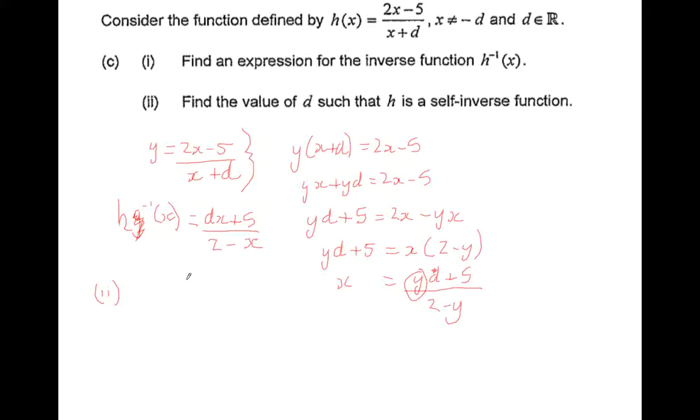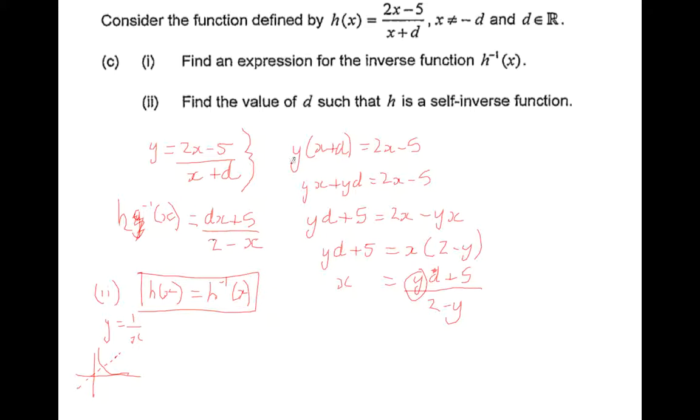Find the value of d such that h is a self-inverse function. Well, a function is self-inverse if the function itself is identical to its inverse function. Yeah? The classic example is y equals 1 over x. Now obviously if you sketch 1 over x, for positive values of x, you have this, and it is a reflection in the line y equals x, so the function is a self-inverse. Okay? So we just have to solve this equation really.